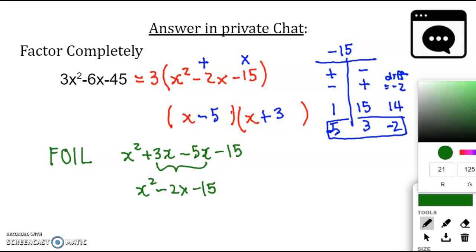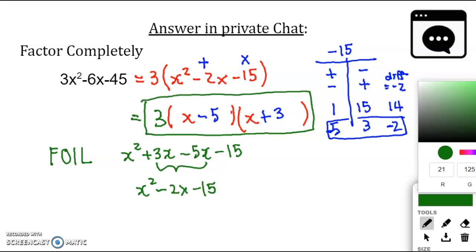Now you're saying, oh, but that's not our original expression, is it? Okay, but we forgot the 3 here. That's very important. Just because you've factored this, you have not factored this. So this is the complete factored form. If you give me just x minus 5, x plus 3, that is not equivalent to the original expression. So you do need to give me the 3.